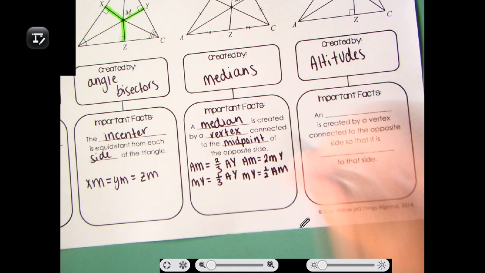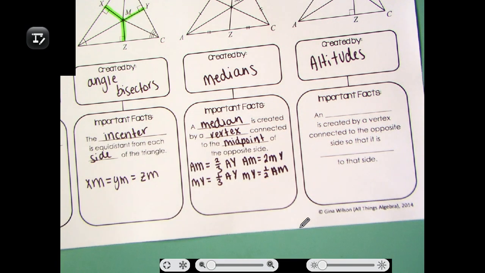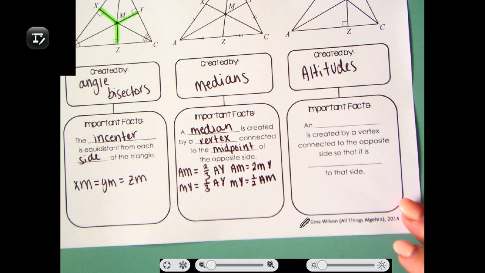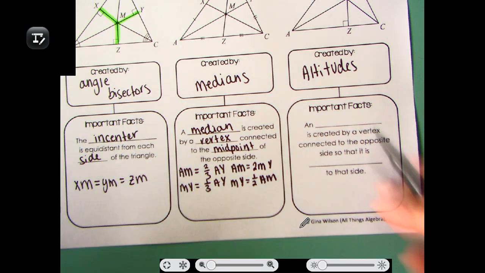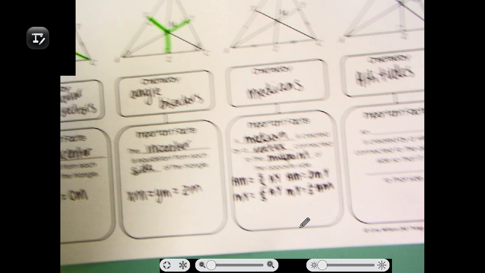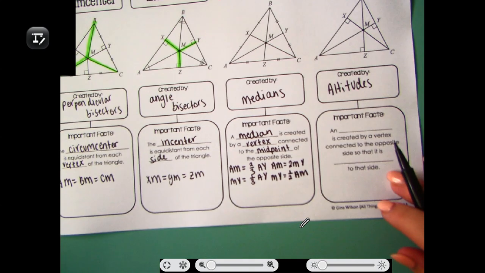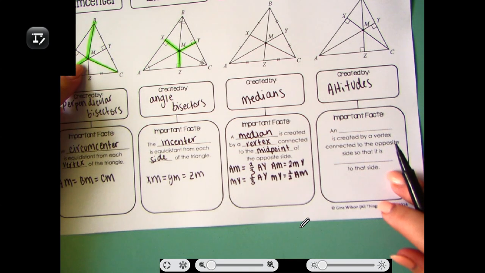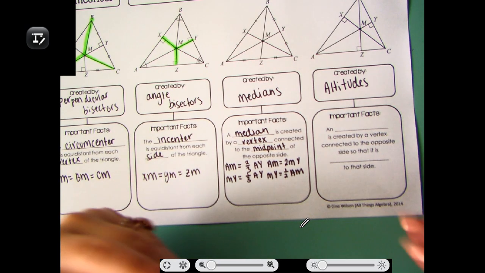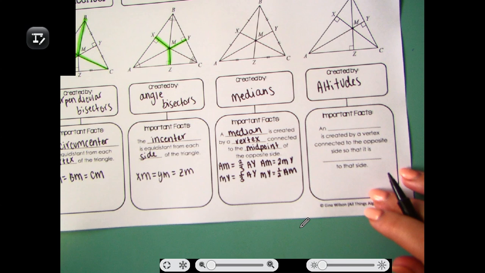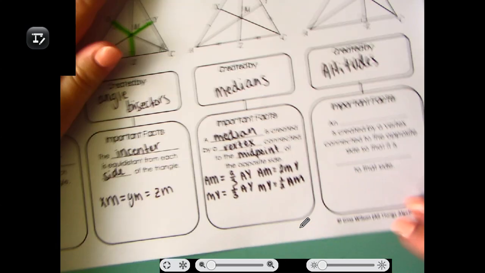If you need to pause and catch up with those, just pause the video to make sure you have it all copied. So with altitudes, an altitude is created by a vertex connected to the opposite side so that it's perpendicular to that side. They're not necessarily bisectors, so they don't necessarily cut those side lengths in half. The only thing we know is that they're perpendicular.